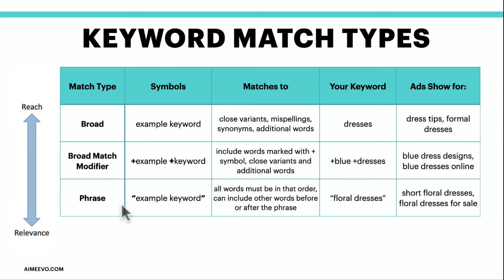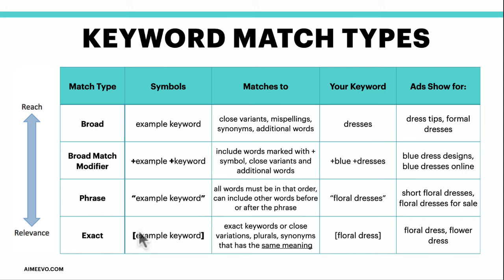For phrase match, it is denoted in quotes. All words must be in that search order and can include other words before or after that phrase. For example, if you bid on the keyword "floral dresses" here, then your ads will show up for searches like short floral dresses and floral dresses for sale.